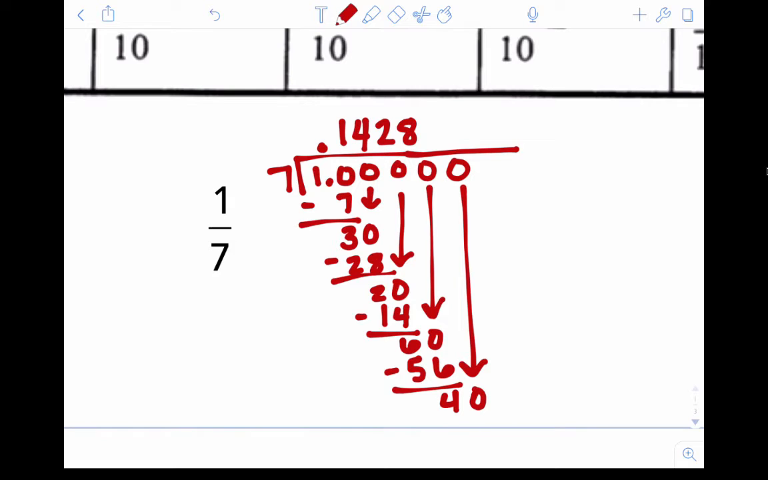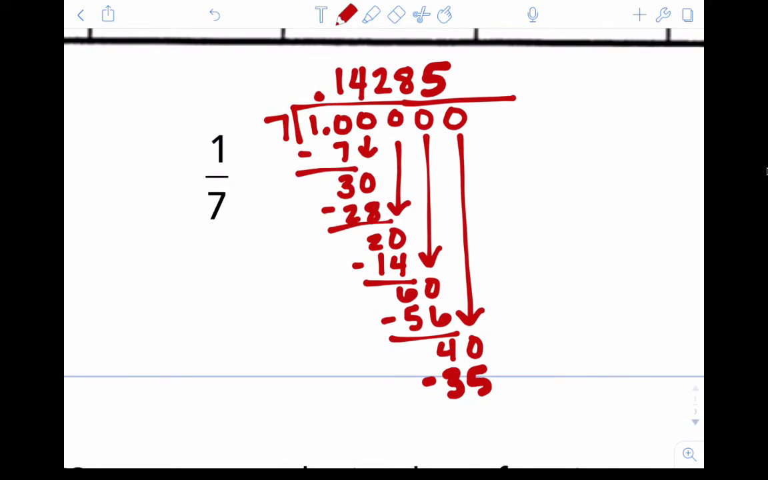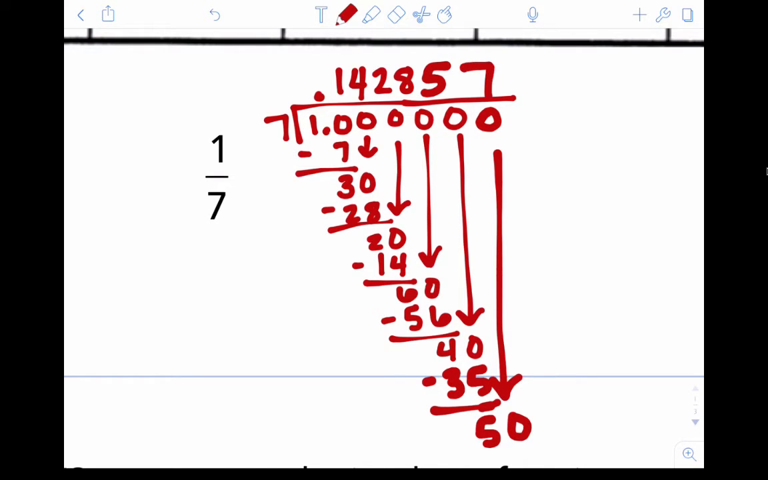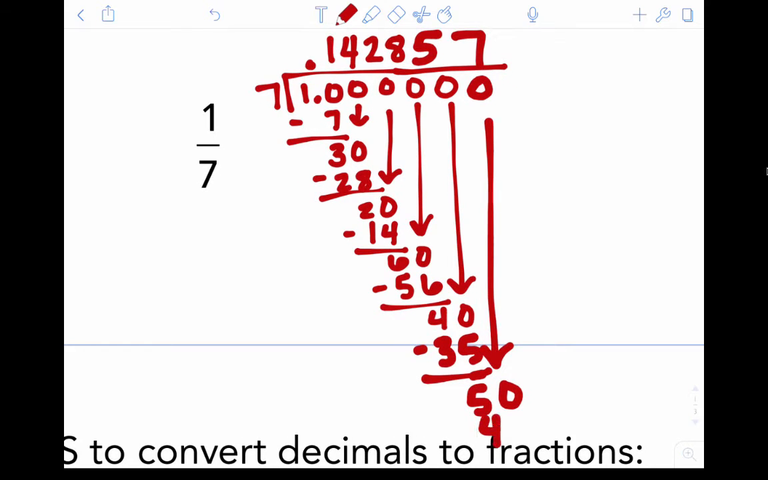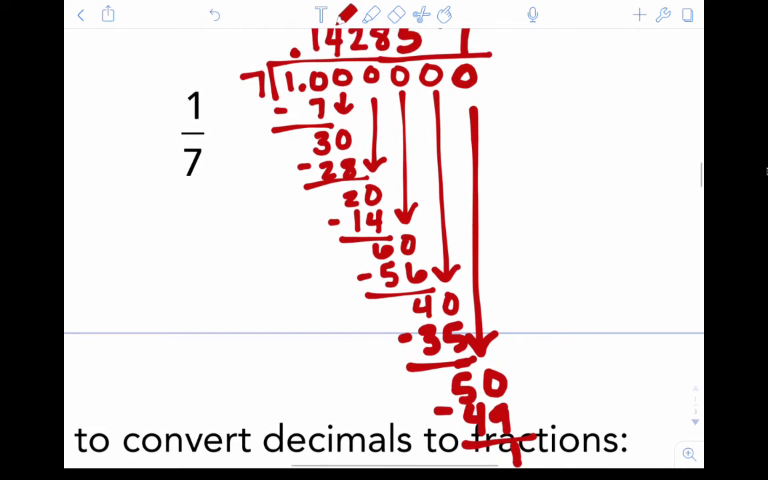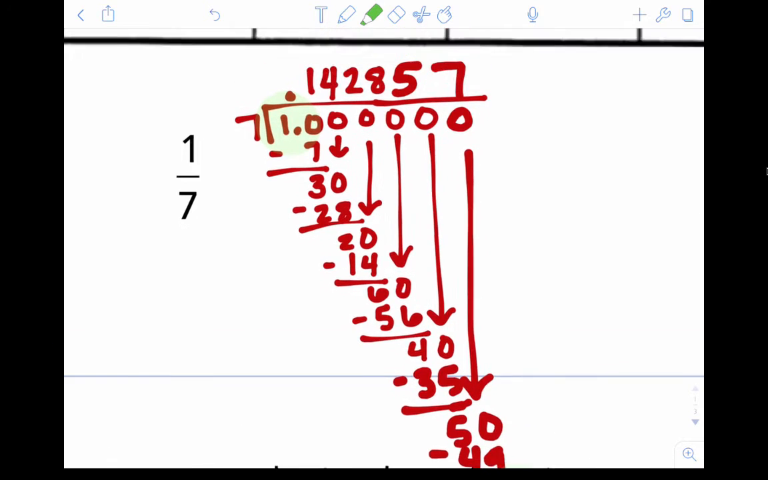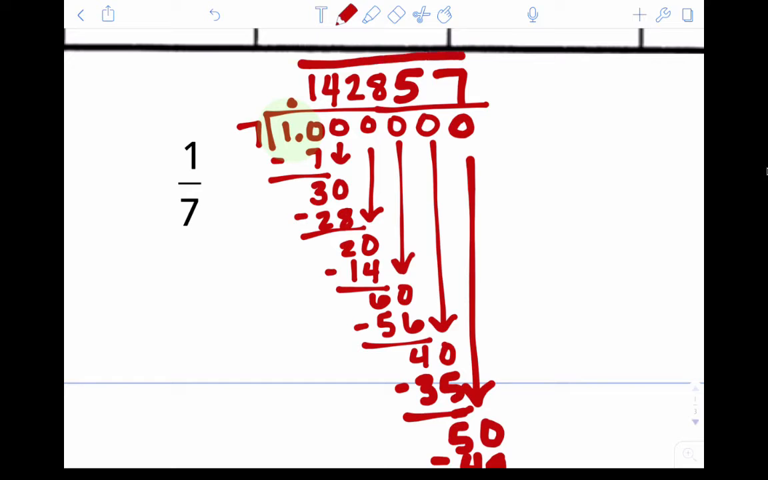So 7 goes into 40 5 times. 5 times 7 is 35. So when I subtract, I get 5 left over. I'm going to bring down a 0. 7 goes into 50 7 times. 7 times 7 is 49. When I subtract, I get 1 left over. Now I see that this is going to start repeating. So this whole decimal is repeating. So this is my final answer.